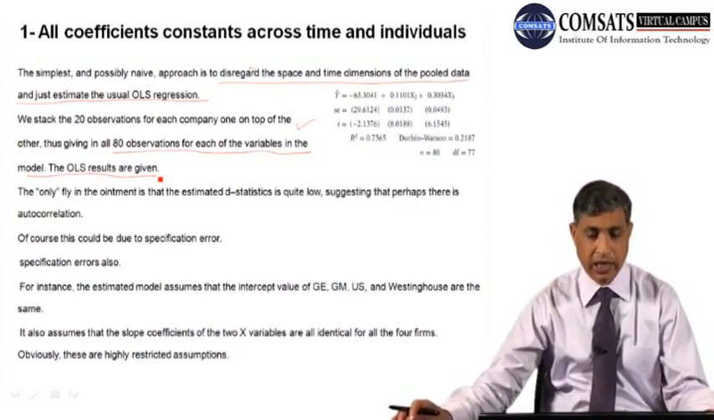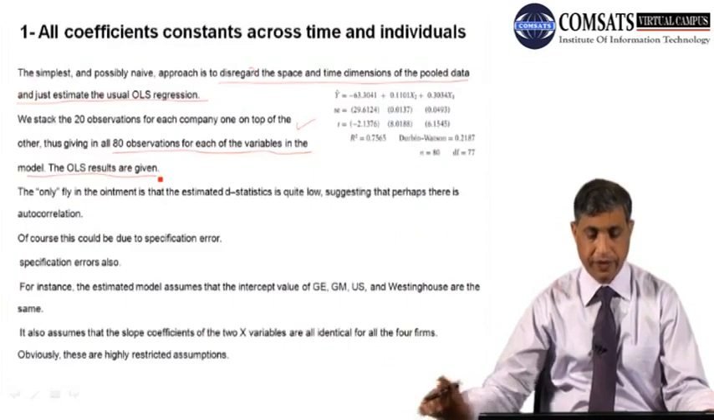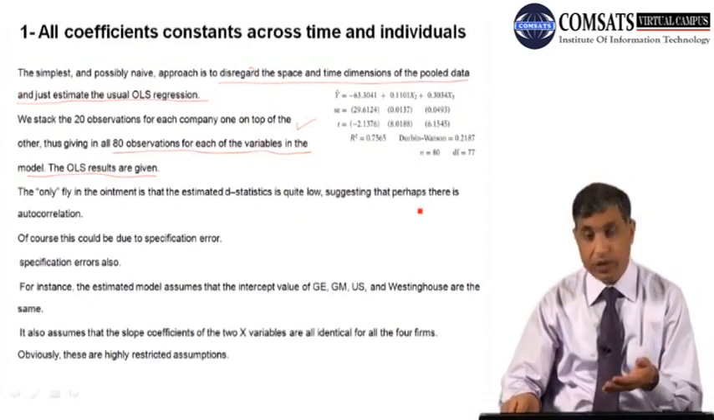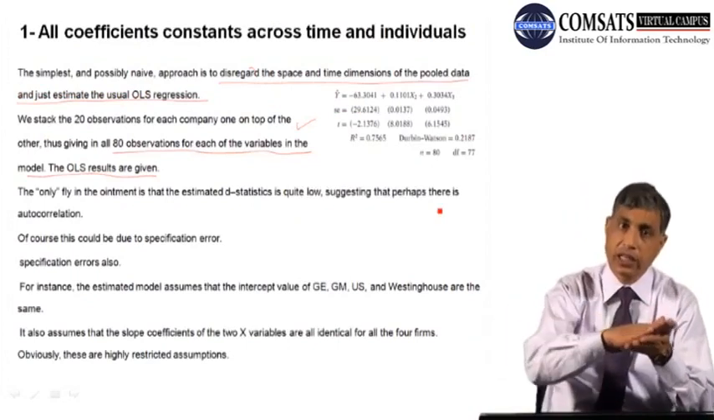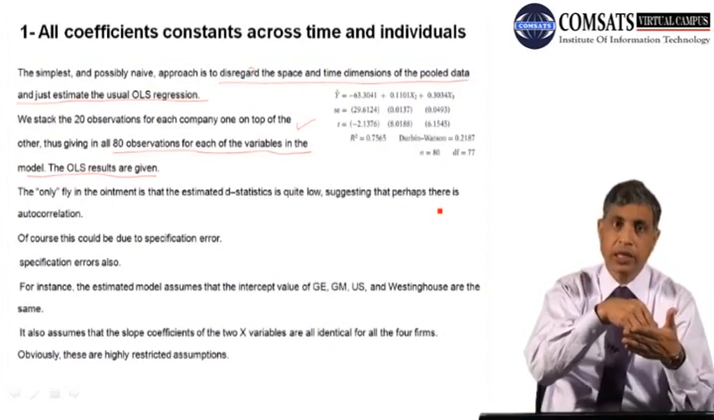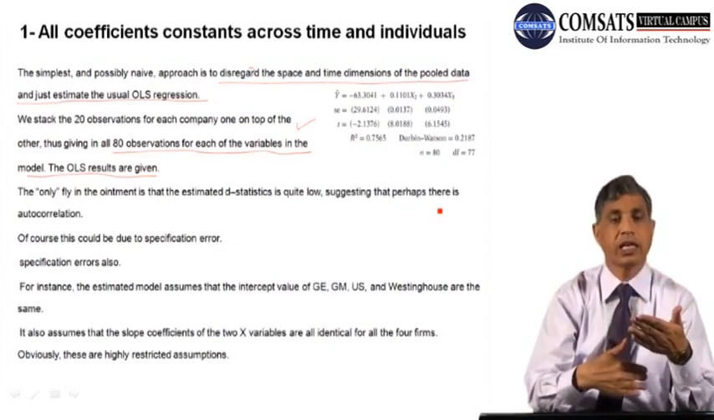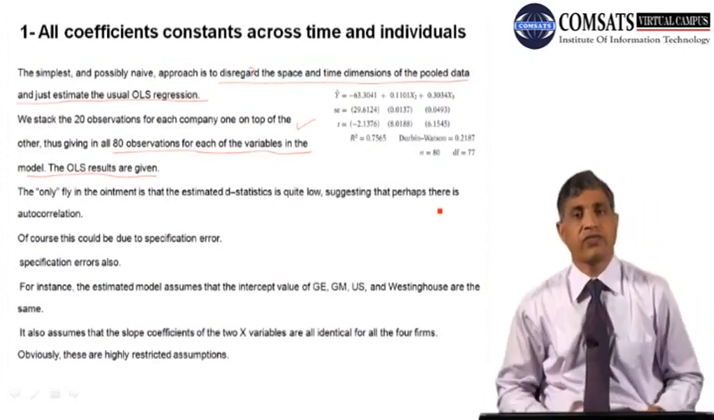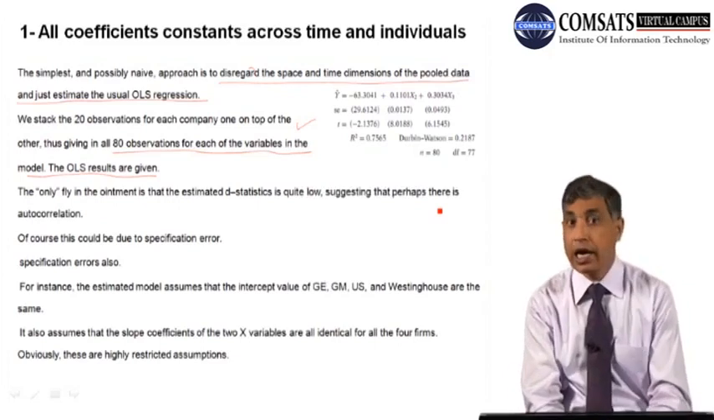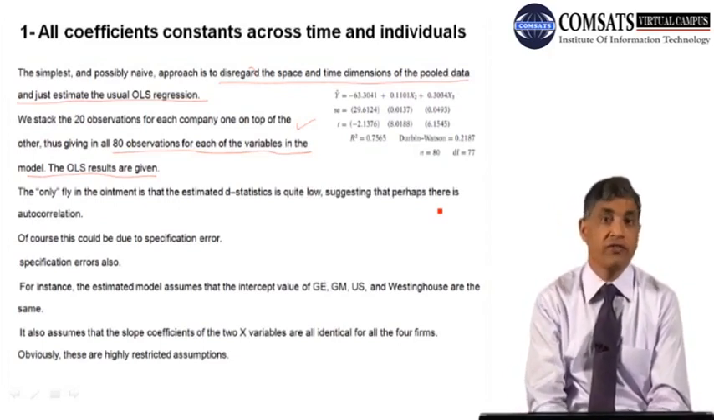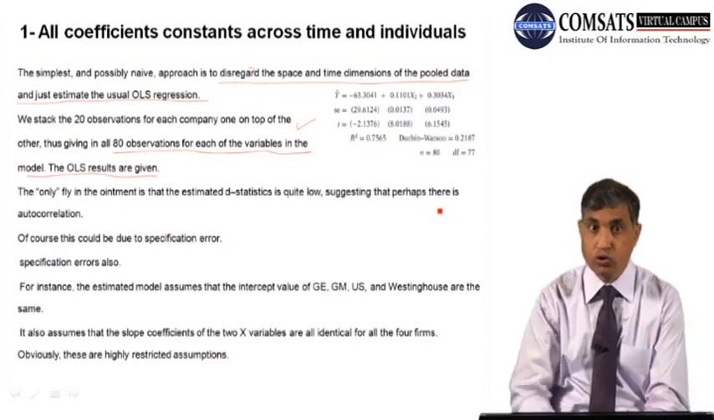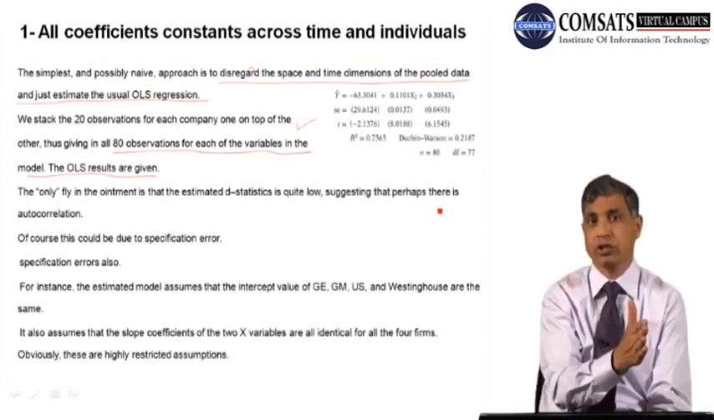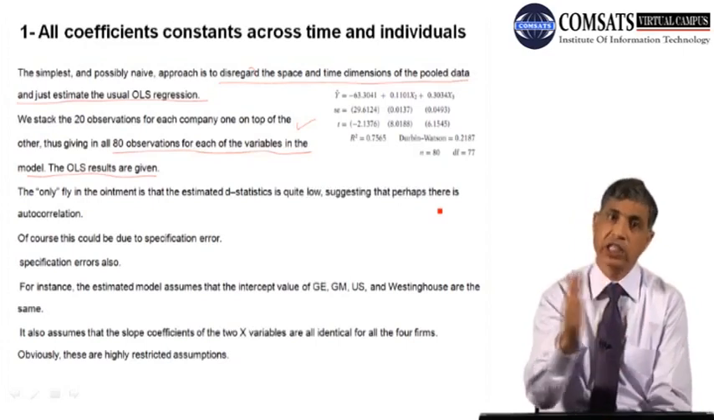Look here, I would like to write this. Now what we are doing: we take first the General Electric 20 observations, and below it come the 20 observations of General Motors, then again 20 observations for United States Steel, and again 20 observations for the last one, Westinghouse. So now in one column you have 80 time series values for each variable.